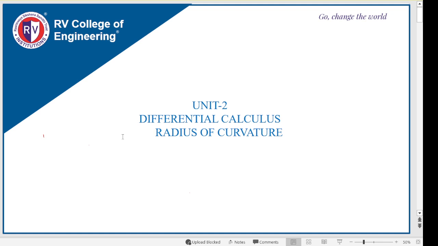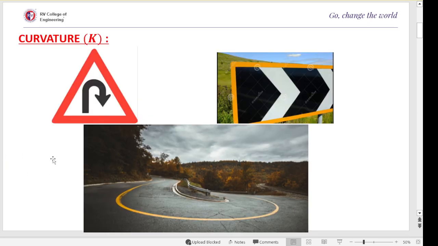Hello students, welcome to the next lecture on differential calculus. In this video, let us analyze the concept of radius of curvature of a curve. To begin with, let us first understand what is curvature.